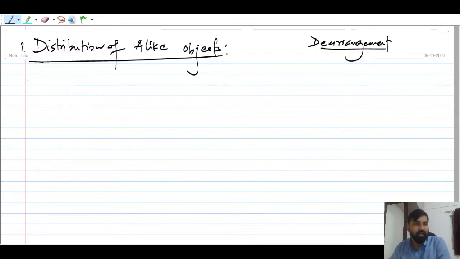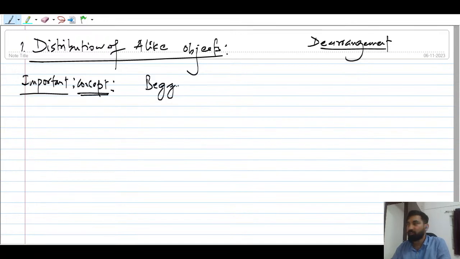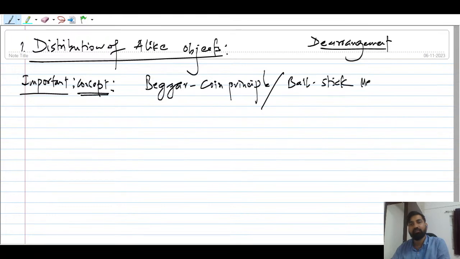Here there is one important concept, an important tool you have to use while solving the problem. We are going to use one principle called the beggar coin principle. You will be able to solve the question very quickly if you learn this principle. Beggar coin principle, or we can say the ballistic method.